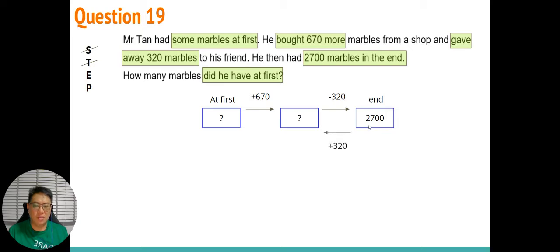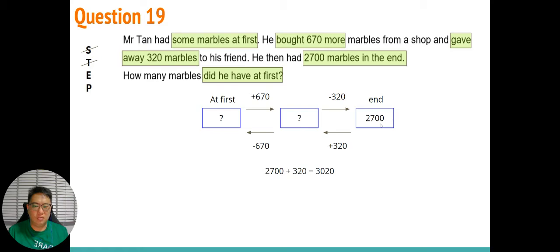Okay. So to work backwards, it means that I'm going to go backwards from the ending amount, going back to the at first. So you can see, if I take away 320 here, to go back, I actually add 320 to the end amount. And after I found this, I'm going to take away, because the reverse of the buying is to take away. So by doing that, I should be able to find the at first amount.